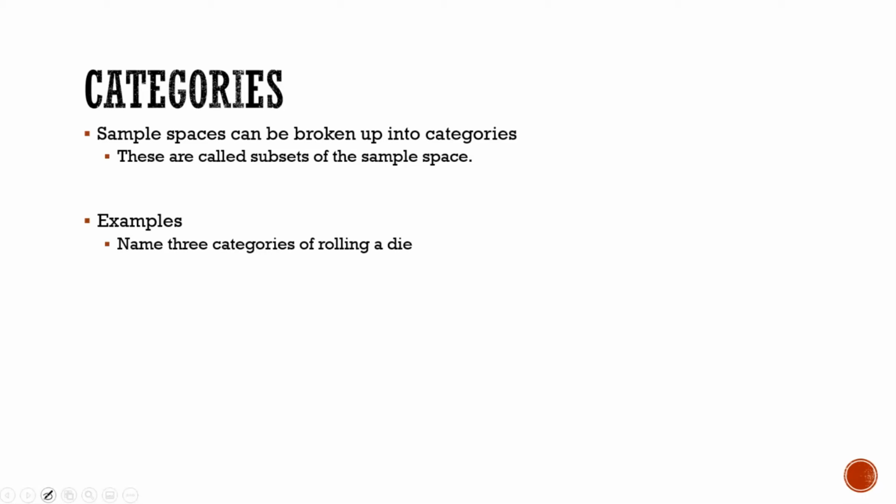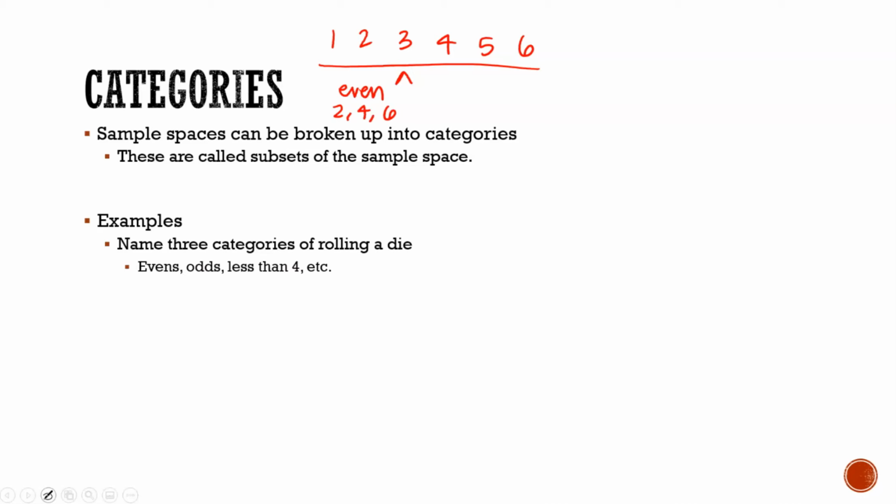We know the sample space of rolling a die would be the numbers 1, 2, 3, 4, 5, 6. A category would be a subset of this sample space. So under the umbrella of these numbers, we could have a category that would include even numbers. Even numbers would be a subset because it includes the numbers 2, 4, and 6 from my entire sample space. Another example of a subset or category would be odds, the numbers 1, 3, 5. We also could have another category, numbers that are less than 4. Those numbers include 1, 2, 3, etc.